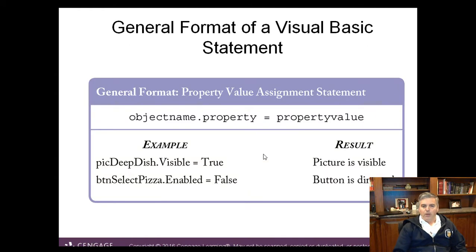A couple other examples of that dot notation. So it's just another picture box setting the deep dish pie's visible property equal to true, and then setting the button's enabled property equal to false. And that would dim the button and prevent the user from clicking on it.